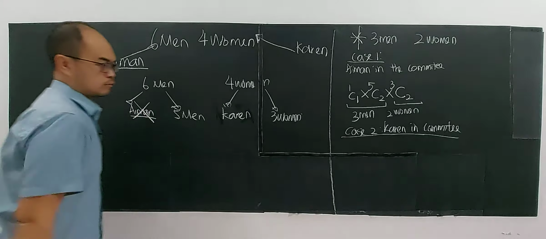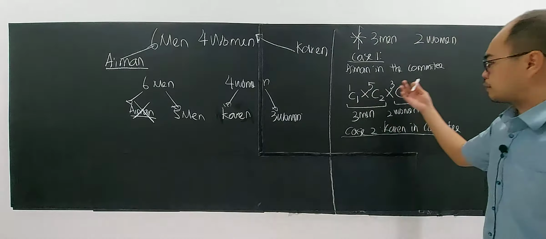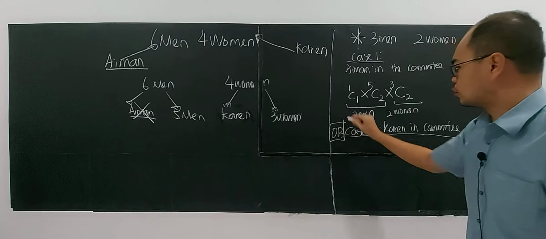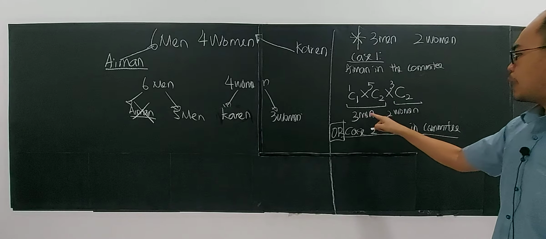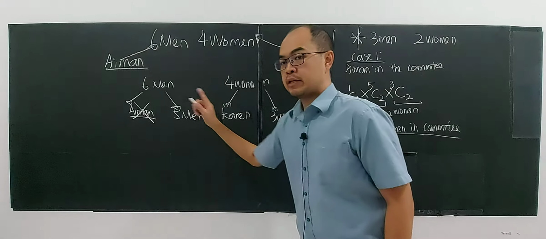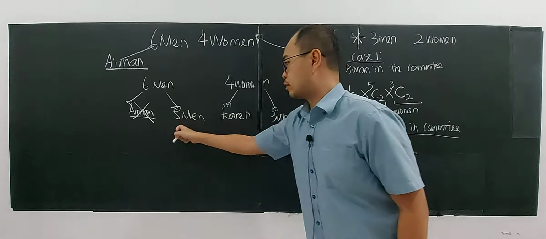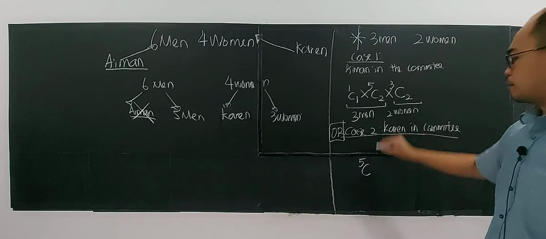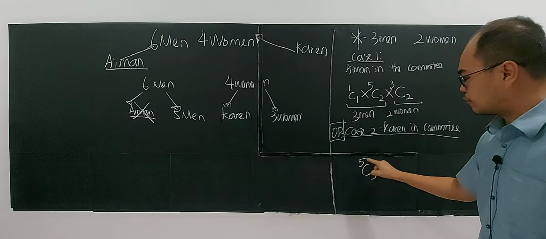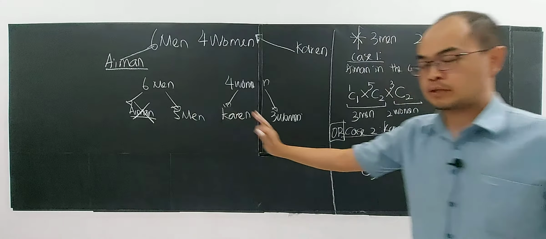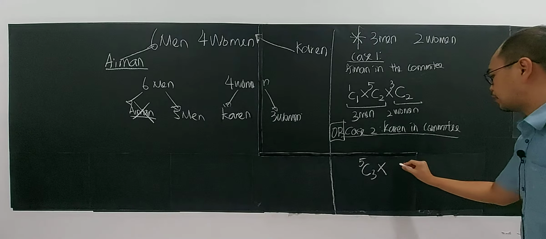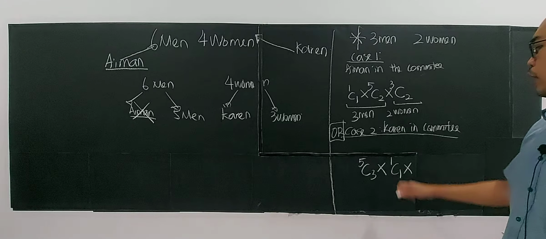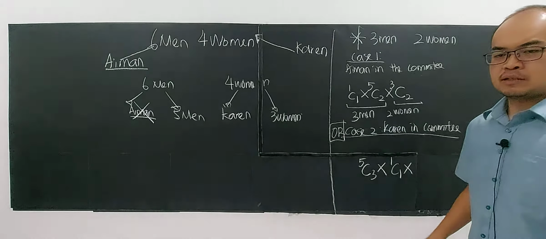So Aiman cannot be in, right? So in case 2, Aiman is not included. Now in this case, Karen is in. So from the 5 remaining men, choose 3 men, right? Among the 5 men, Aiman is not in. At the same time, Karen is in the committee. 1C1 means she chooses herself.